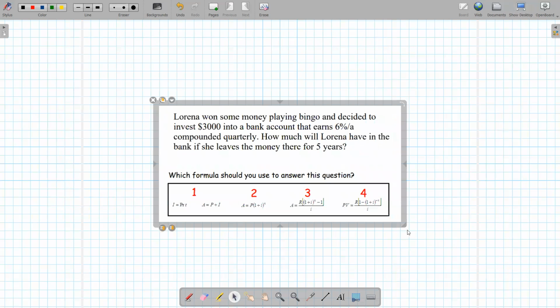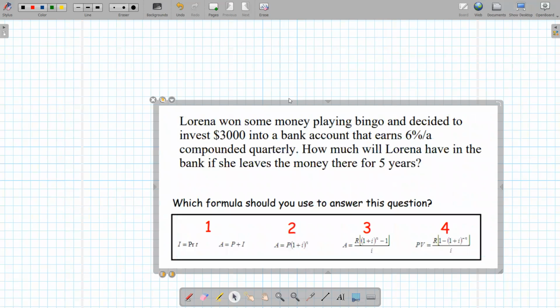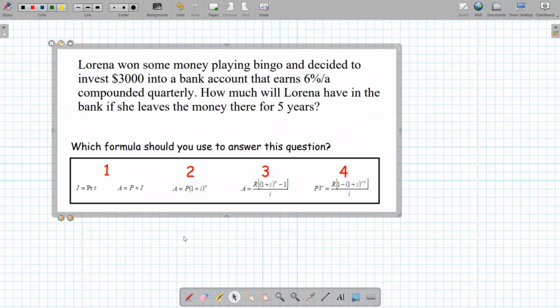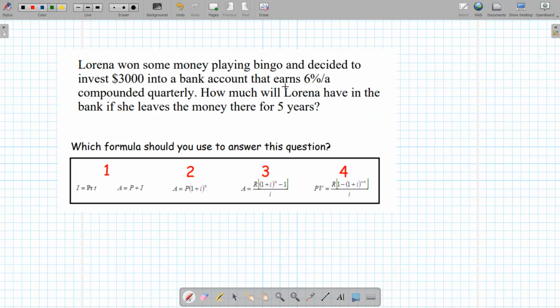So she won some money playing bingo. Lorena decided to invest 3,000 into a bank that earns 6% compounded quarterly. How much will Lorena have in the bank if she leaves the money there for 5 years? You use the second one? Yeah, you'd use the second one. So what do we know? A, P, I, N. N is 20 and I is 0.015.